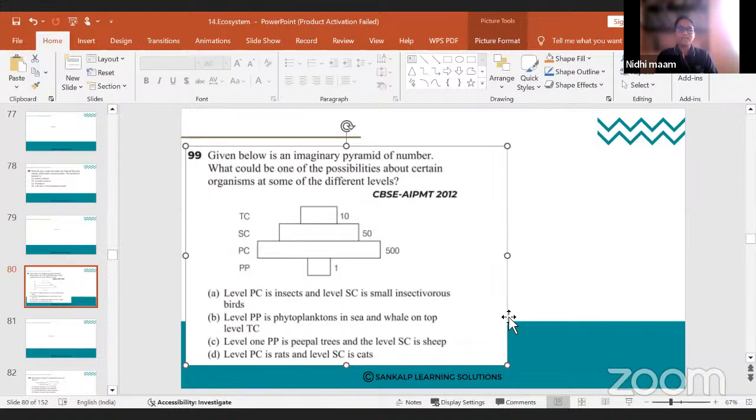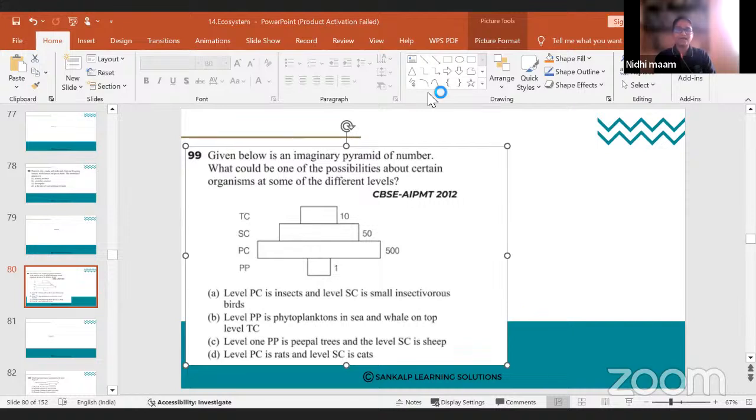Then level PP is phytoplankton in the sea, and the whale on top level, that is TC, tertiary consumer. Then level 1, primary producer, is peepal tree, and level SC, that is secondary consumer, is sheep. In D, the primary consumer is rat and the secondary consumer is cat.